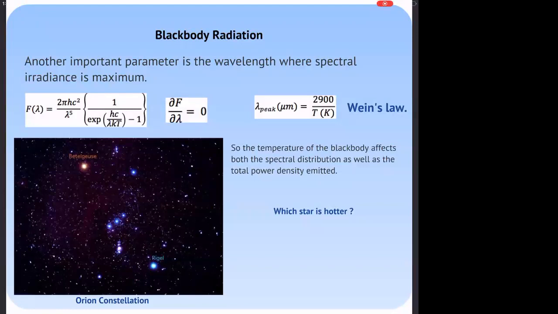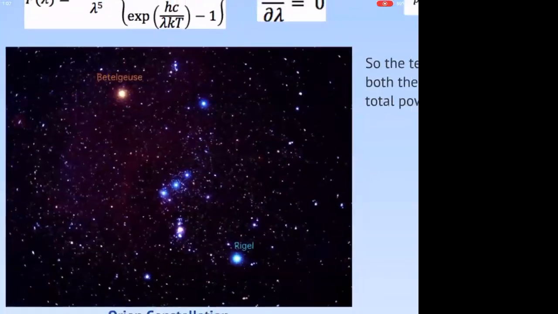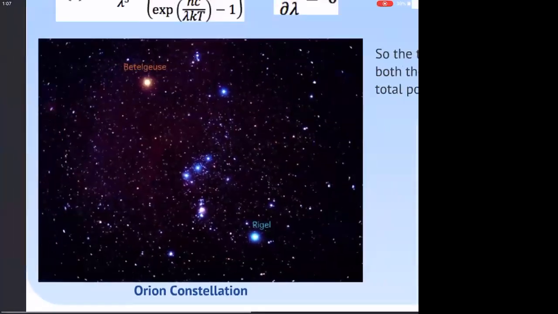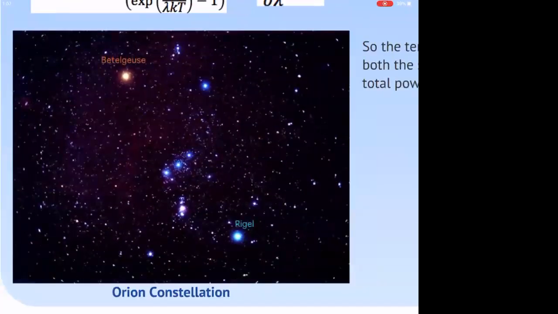So let's look at this picture here, which is a picture of the night sky showing two different stars, Rigel and Betelgeuse, in the Orion Constellation. The question is, by looking at this picture, can you tell me which star is actually hotter? Don't shout out the answer yet. Let's give everybody, say, 10, 15 seconds or so to think about this, and think about how it's relevant to what I just talked about.